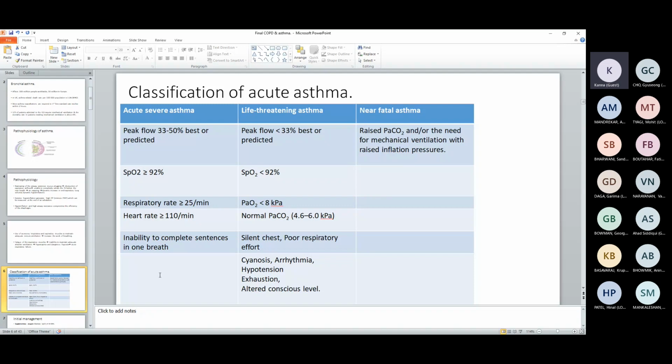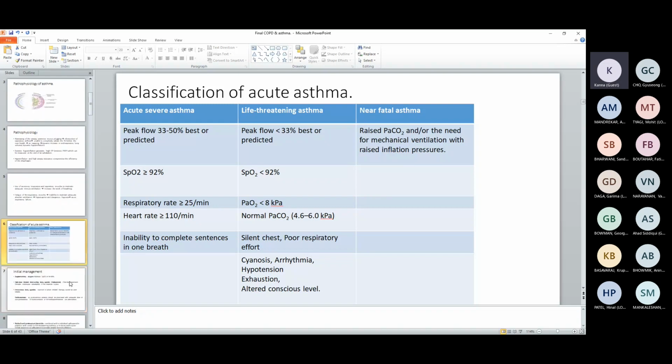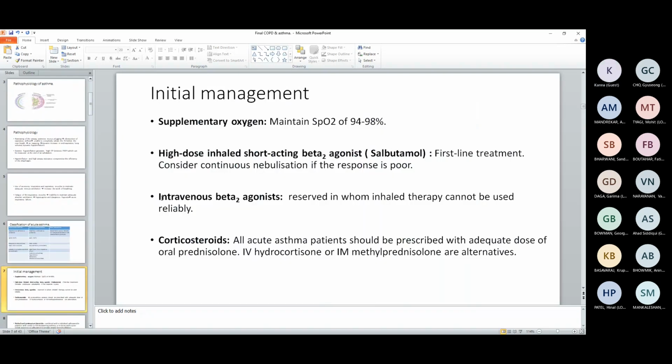But the arterial carbon dioxide level remains normal in life-threatening asthma. But in near-fatal asthma, the carbon dioxide also rises and starts to accumulate. And these patients definitely need mechanical ventilation with raised inflation pressures. So regarding initial management, I'm briefly discussing that.